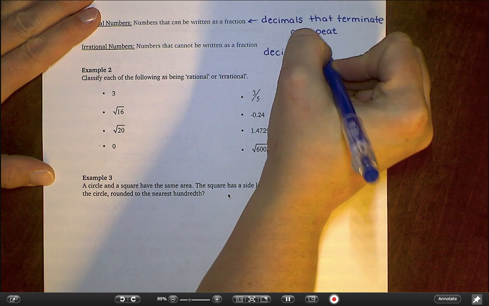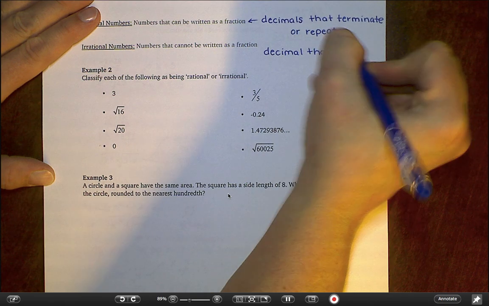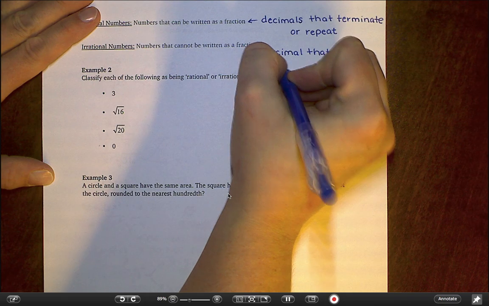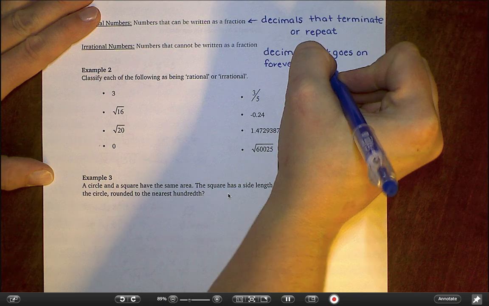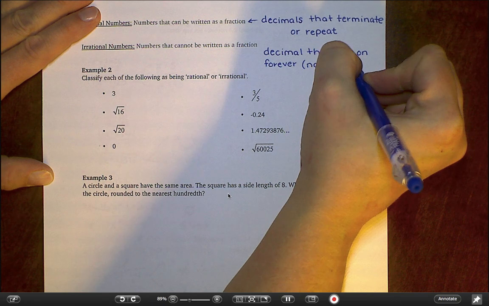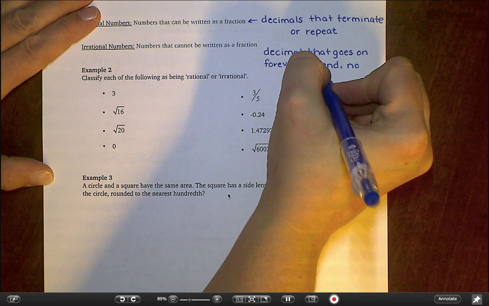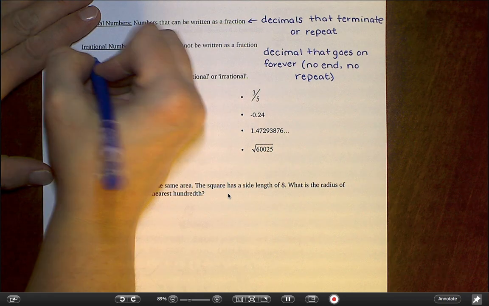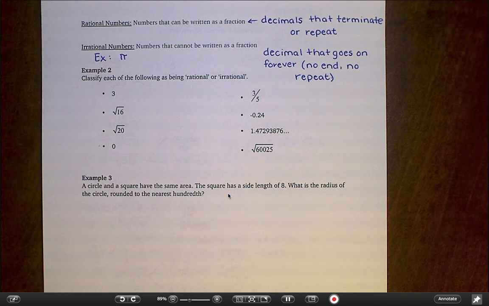that goes on forever, so it doesn't end and it doesn't repeat, that's an irrational decimal. The most famous example of that, by the way, is pi. Okay, we all know the decimal pi goes on and on forever. Okay, the decimal places go on forever.